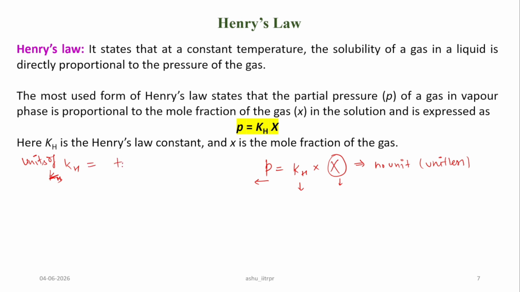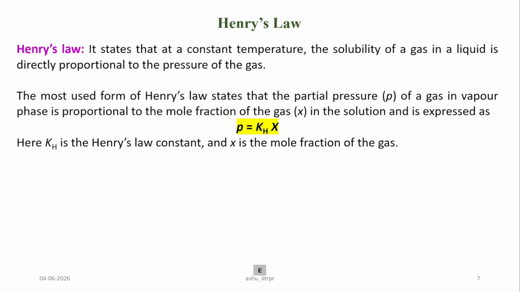So I can write the units of pressure as torr or bar or even mmHg. All other units, like mm of Hg, then we have atm also, Pascal also. A lot of units are there for pressure. So it will be the same. Whatever is the unit of P, that will be the unit of KH. That's it. So this is Henry's law: solubility of gas in liquid is directly proportional to the pressure of the gas.